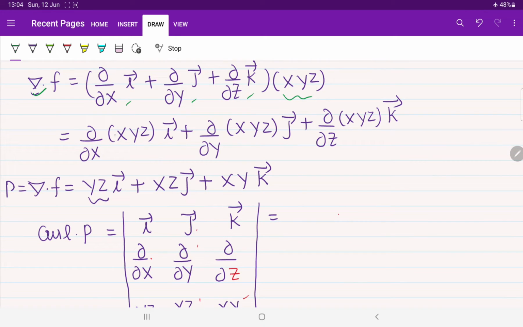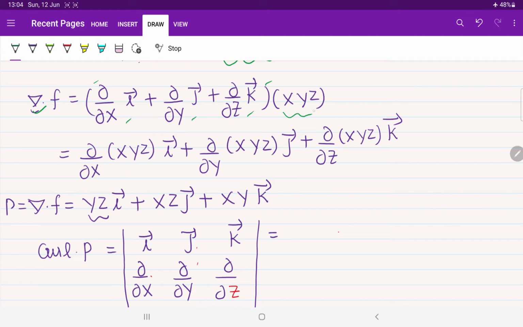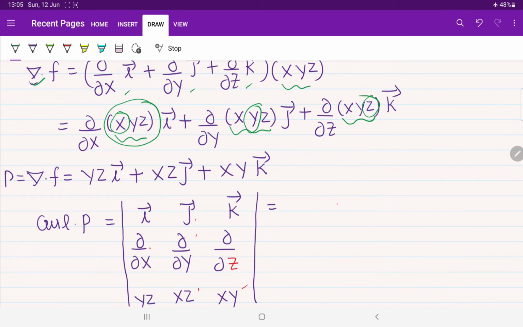If we simply open the brackets, this xyz will be a common term for all these expressions. We can write: dou by dou x into xyz, dou by dou y into xyz, dou by dou z into xyz. Now if you differentiate the first one with respect to x, we will get yz into i vector. Because we are differentiating with respect to x, x becomes 1; in the second case y becomes 1, in the third case z becomes 1. So the final expression for gradient of f is yz into i vector, xz into j vector, xy into k vector.